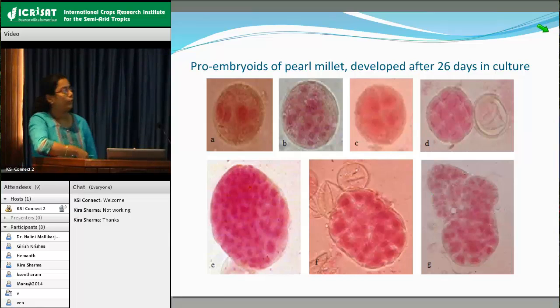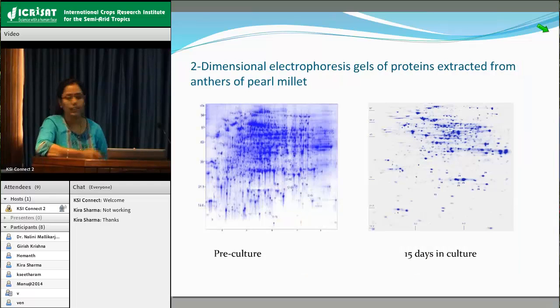Again, I have gone for a similar analysis like I did for chickpea, just to check for the proteins expressed in pearl millet. And for in silico studies, pearl millet was not a good candidate.